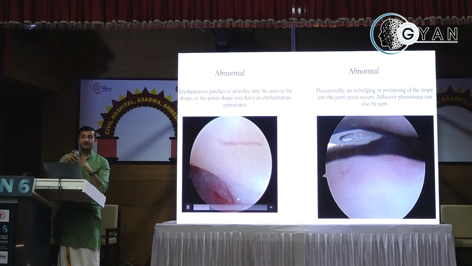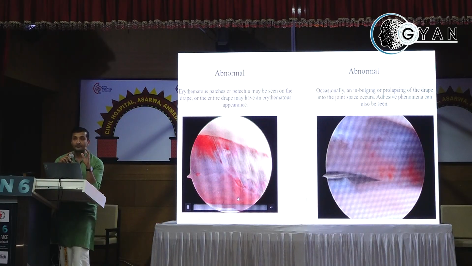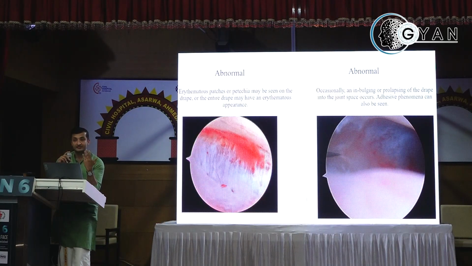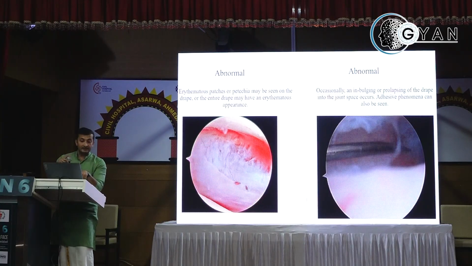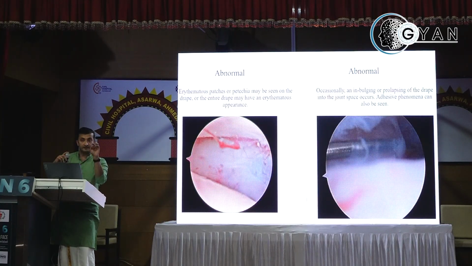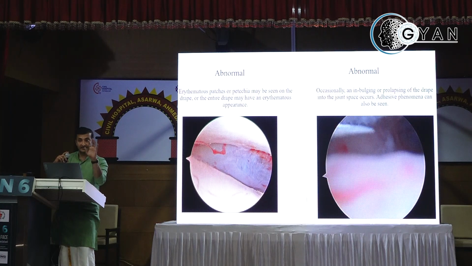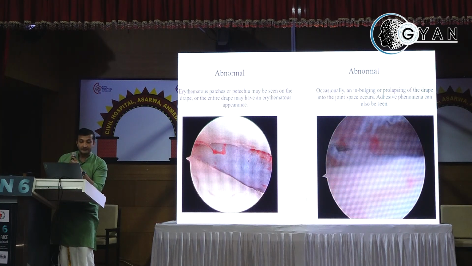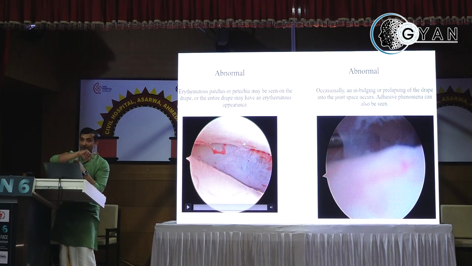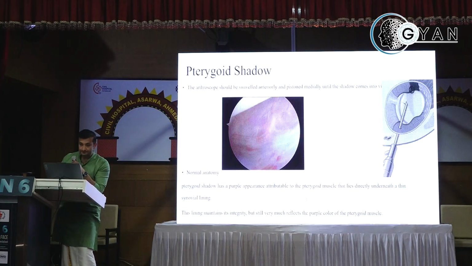Or you can also have an erythematous patch, because of inflammation when the joint is bad. So along with the striae, you see a lot of inflammatory changes in the medial synovial drape. So that was normal and this is abnormal.